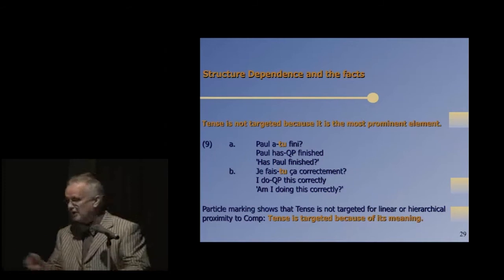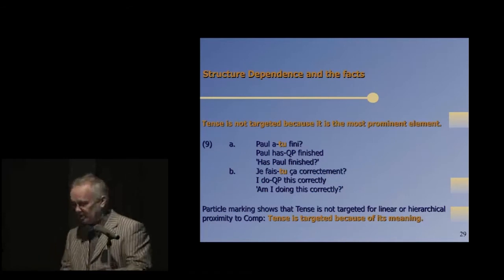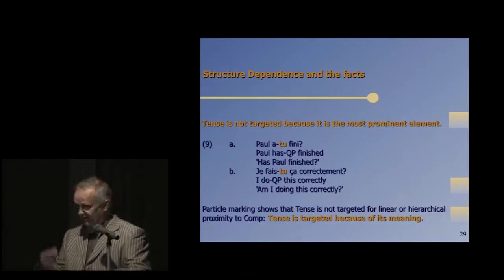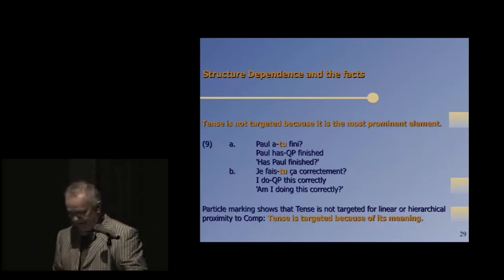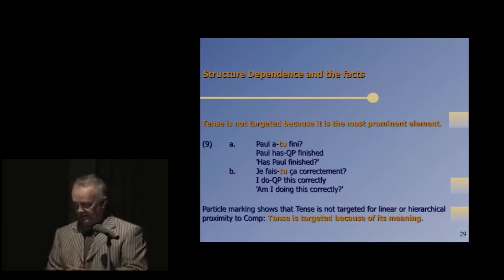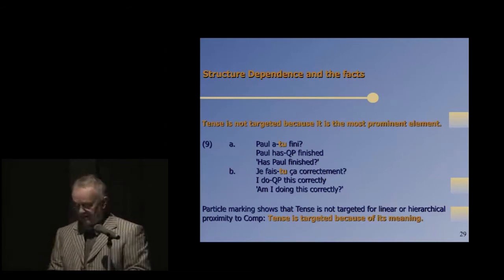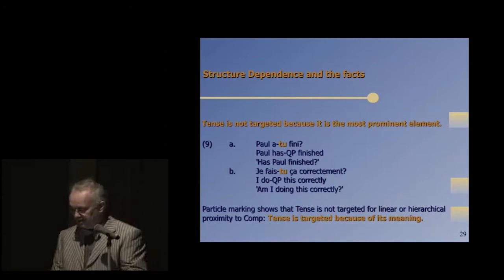So, Paul, as-tu fini? A is the auxiliary that bears tense. Well, the tu appears on the A. Je fais-tu ça correctement? Fait is the main verb. It's the one that bears the tense here, so the tu attaches to that one. So particle marking shows that tense is not targeted for linear or hierarchical proximity to comp. Tense is targeted because of its meaning. We have to do something to tense in a polar interrogative.